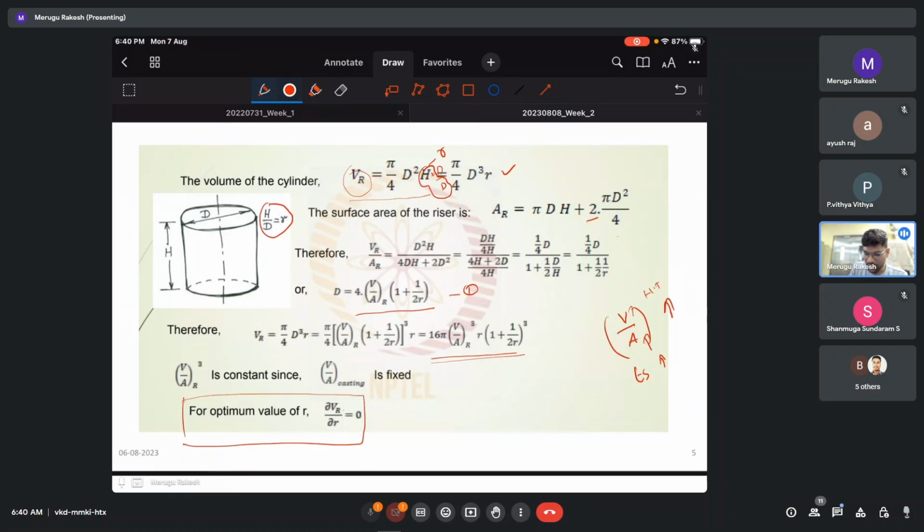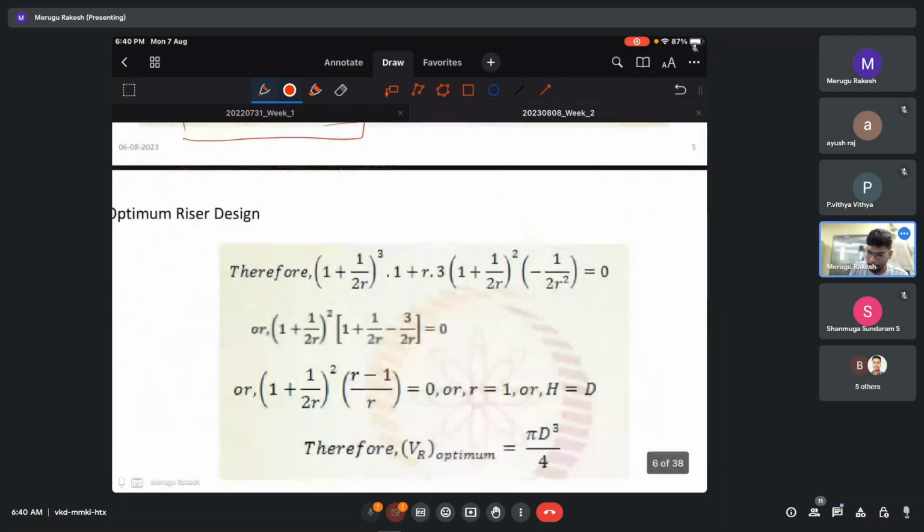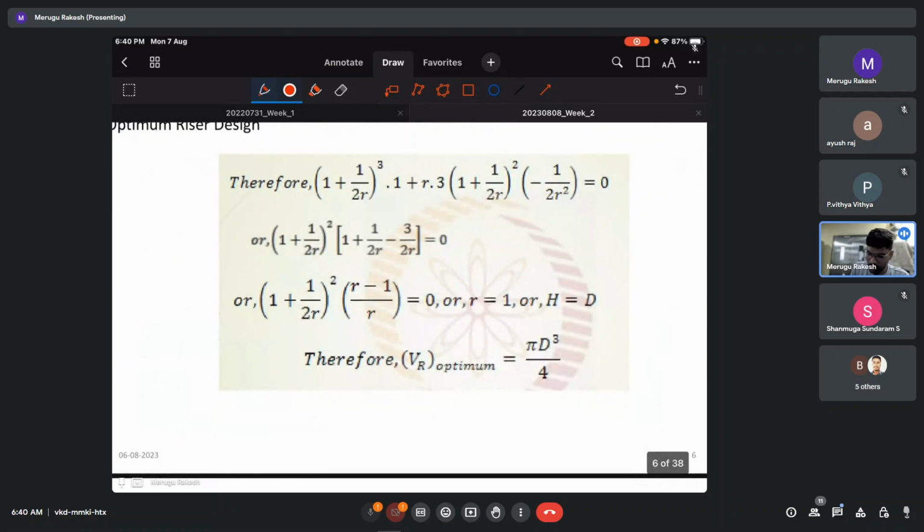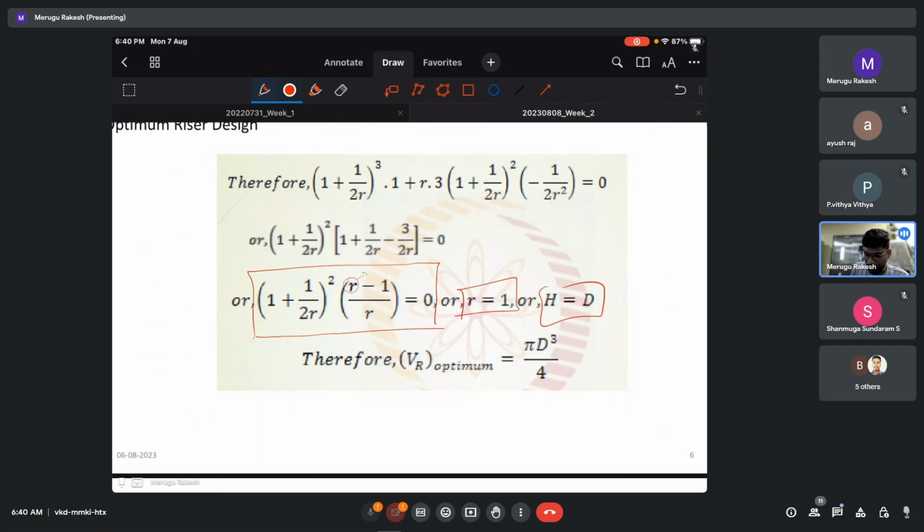So now if you differentiate with the ratio, that is h by d, it is going to give you this equation, that is 1 plus 1 by 2 r whole square multiplied by r minus 1 by r is equal to 0. So this will go to 0 only if r is 1. Okay, that means h equals the diameter. So therefore, for an optimum riser, the diameter of the cylinder should equal the height of the cylinder.